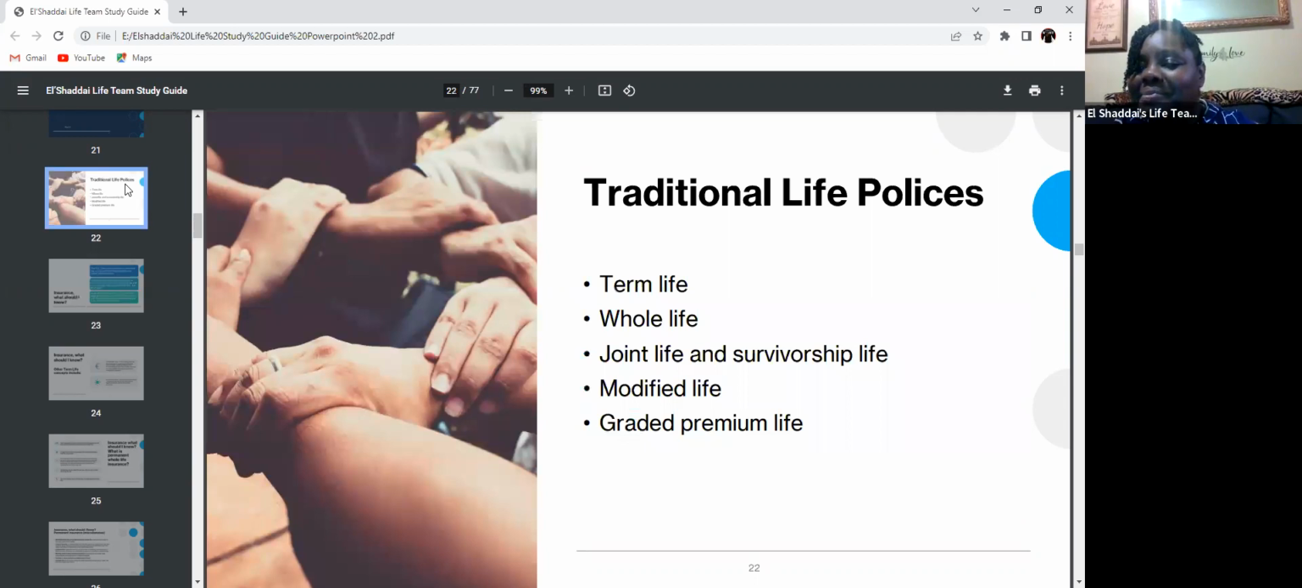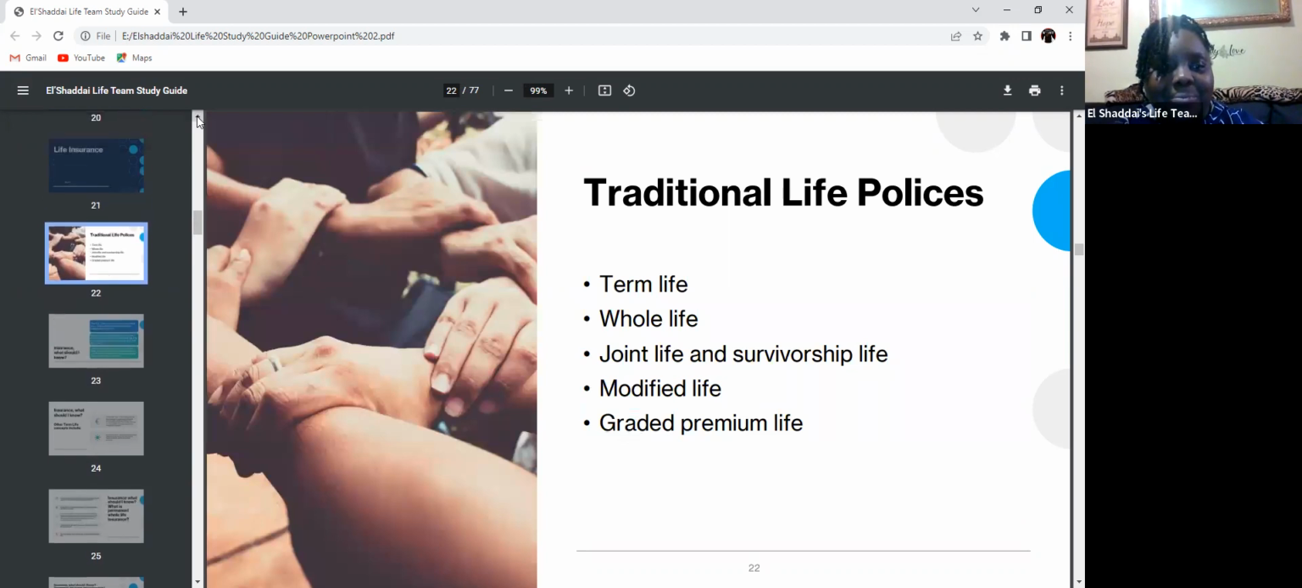Think about it. Traditional life policies: term life, whole life, joint life, survivorship life, modified life, graded premium, all of this coming up in our next session.